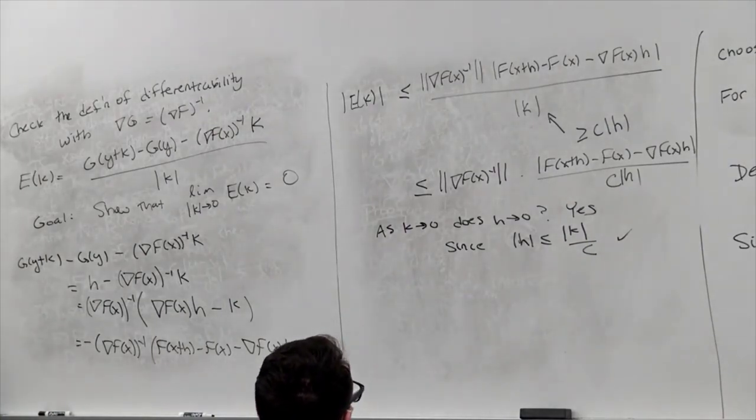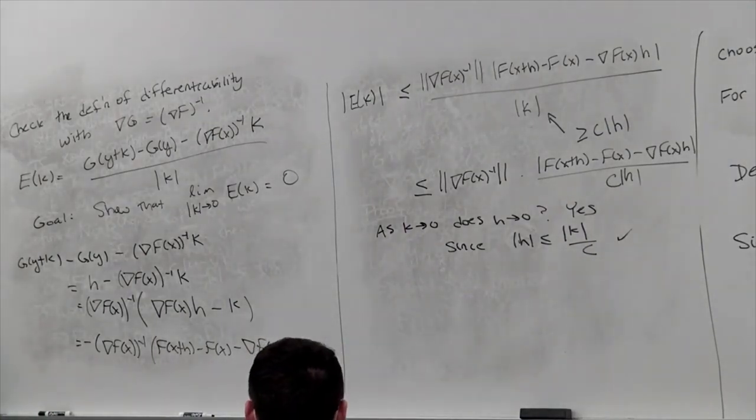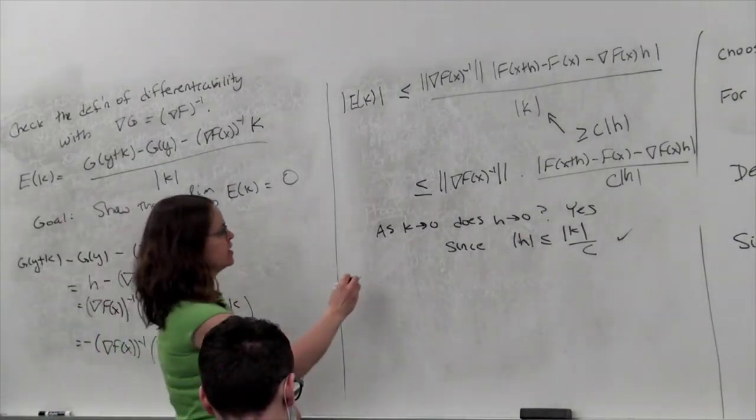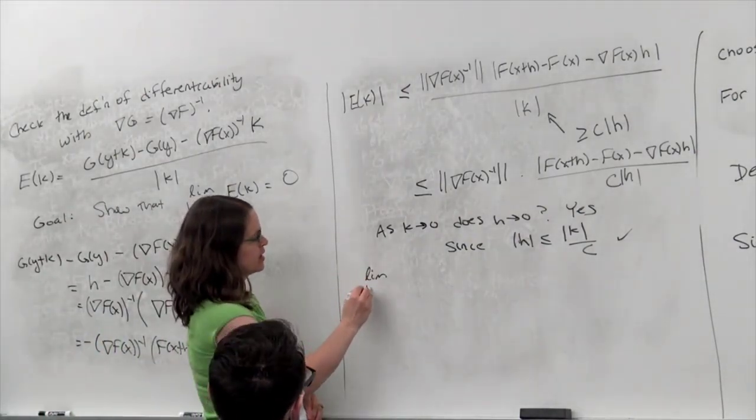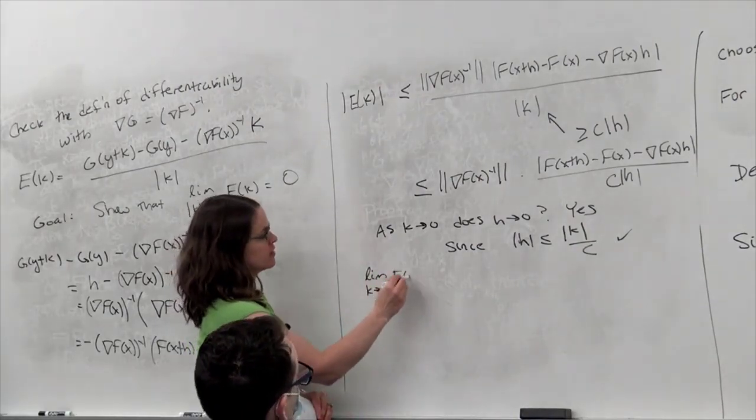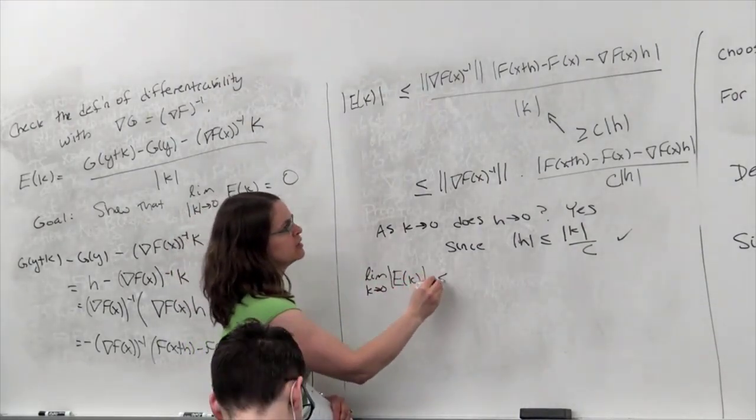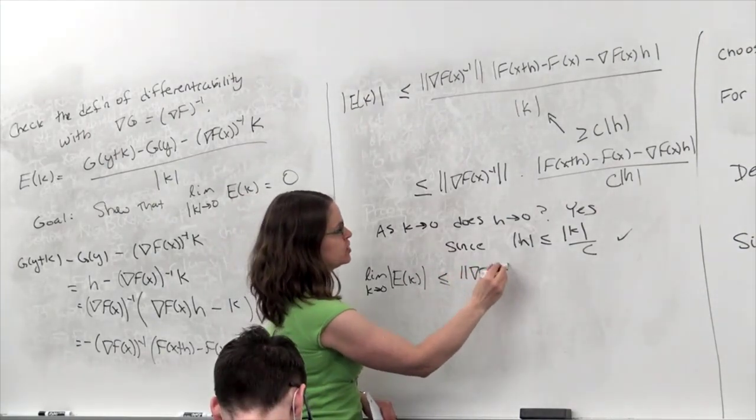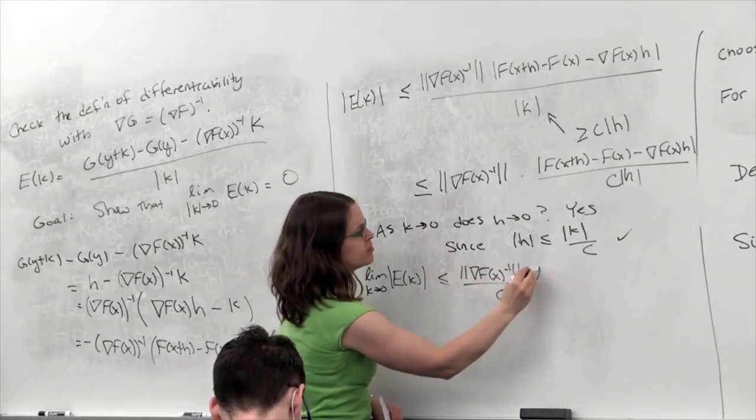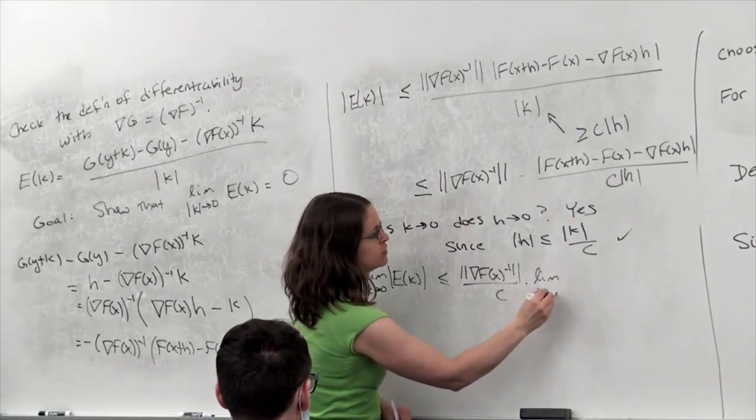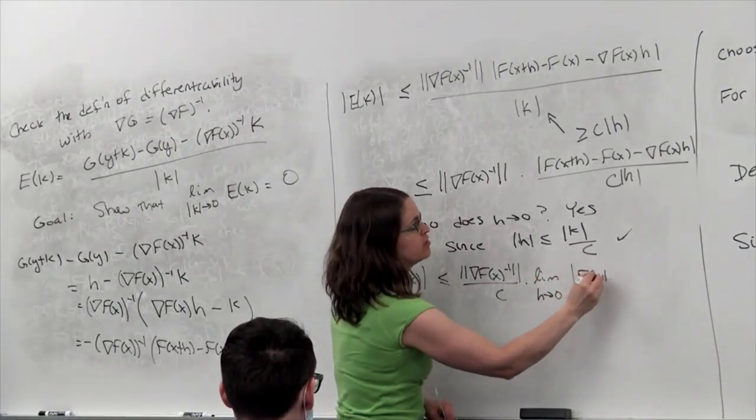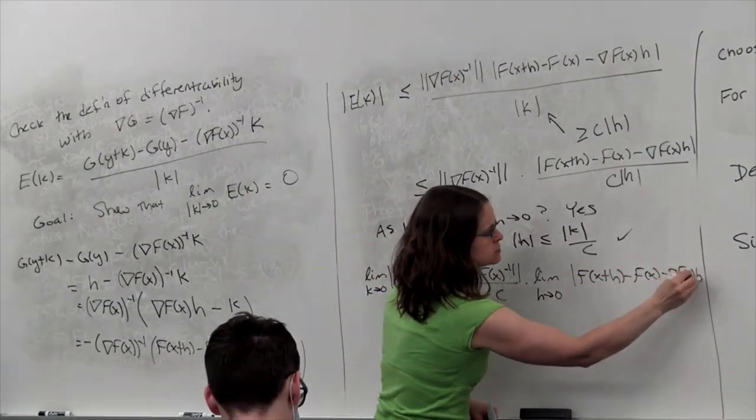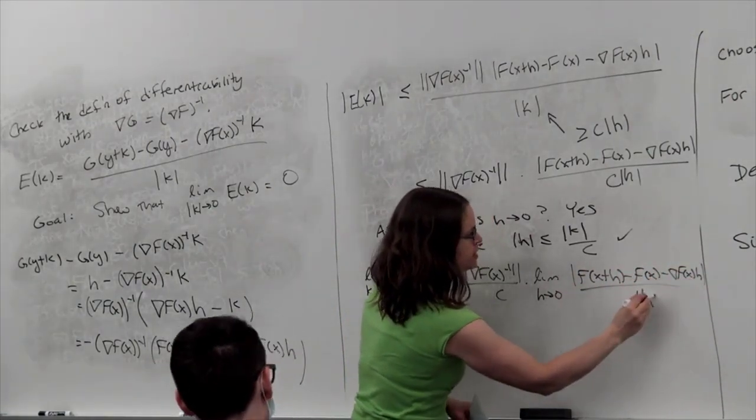Okay, so taking the limit as k goes to 0 is equivalent to taking the limit as h goes to 0. So I'm going to be able to say at the end of the day that the limit as k goes to 0 of e of k in magnitude is bounded by all this stuff that's just constants, times the limit as h goes to 0 of all of this, divided by the length of h.